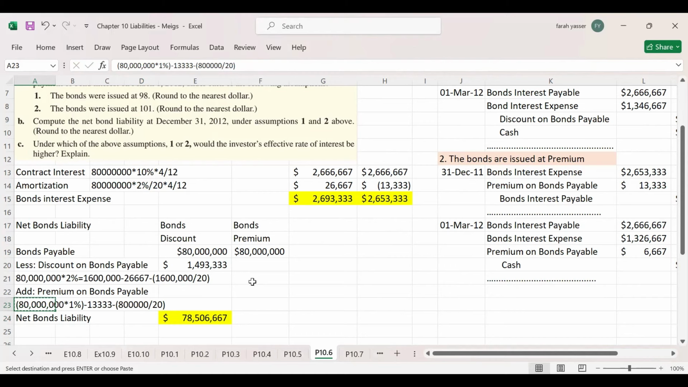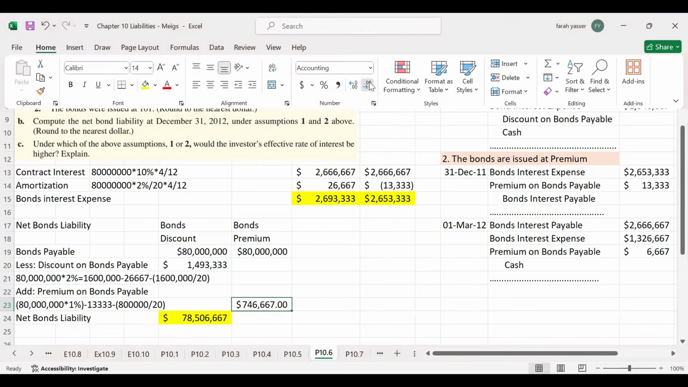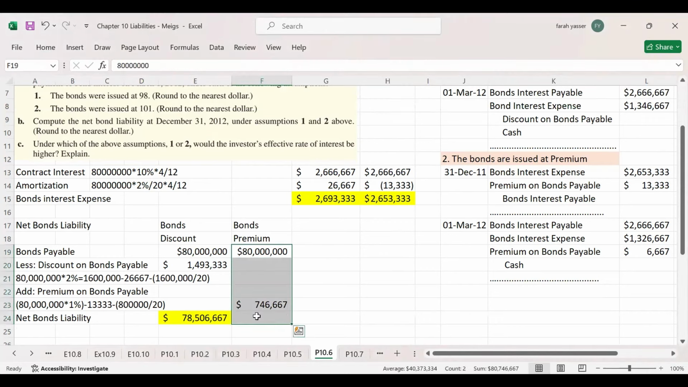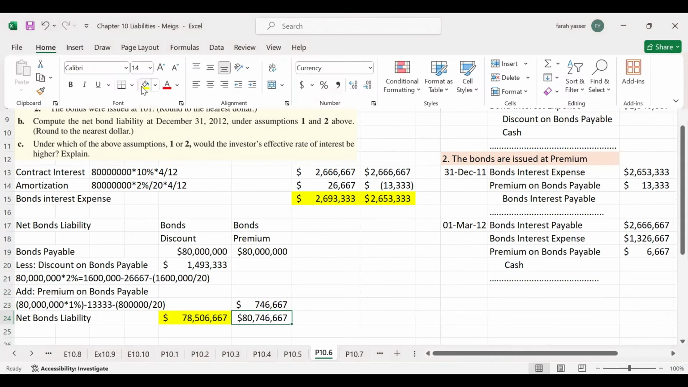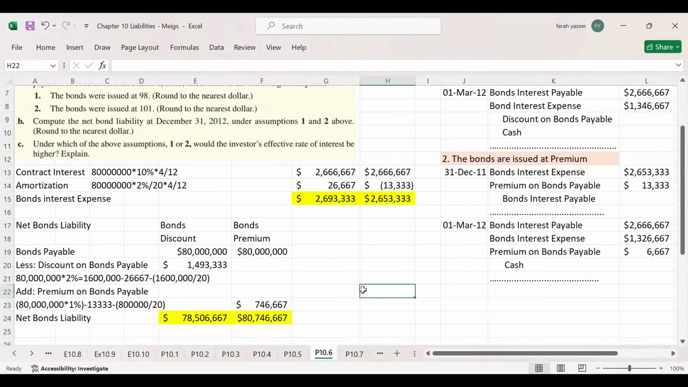So the calculation would be here. You can calculate it directly on your calculators. So this is the total amount of premium which is going to be added. Summation. So here it is the total liability that is related to the bonds. So this is a very comprehensive and complete question.